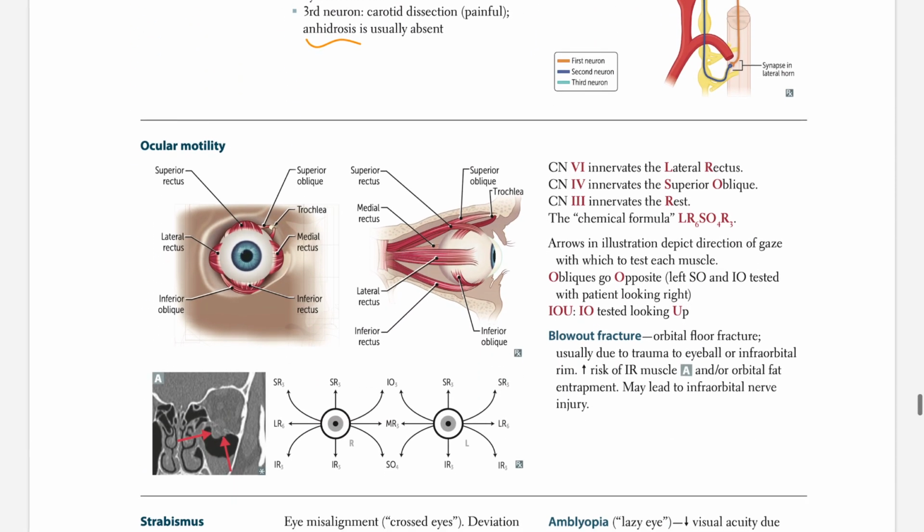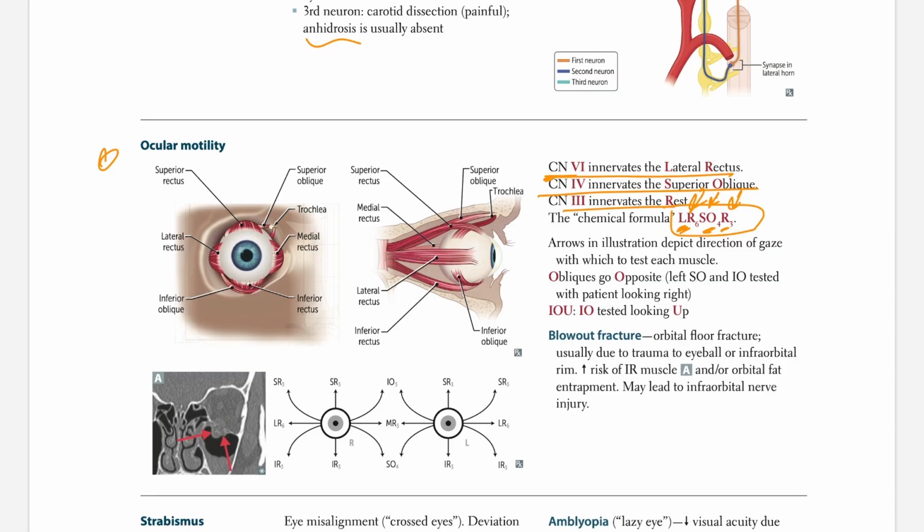Let's look at the next thing, which is called ocular motility. Okay, simple. No rocket science about it. All we have to know is this mnemonic, which is LR6 SO4 R3. Lateral rectus by CN6. SO4, superior oblique by CN4. And R3 means the rest of the muscles by the third cranial nerve, CN3. So that's what they mention here, the same thing as I just said.